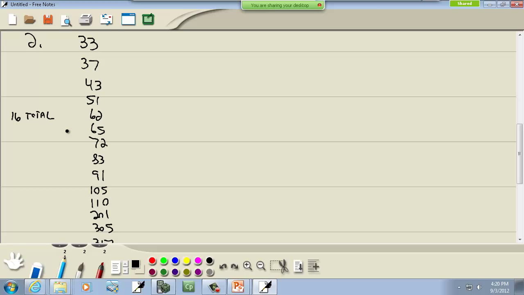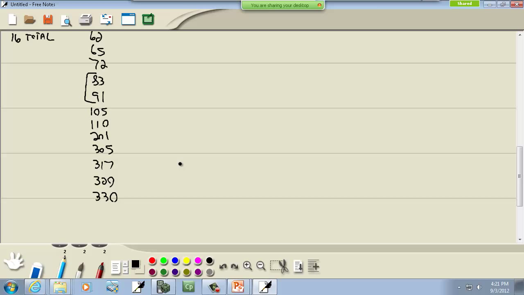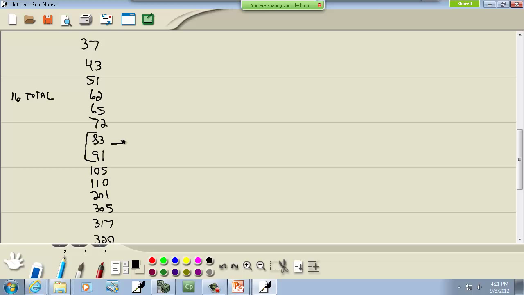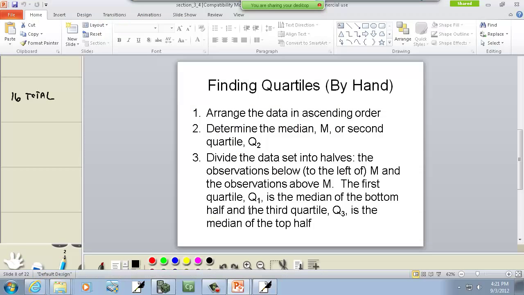So if I take the, let's see, 7 on this side, and there should be 7 on this side. Let me see. 1, 2, 3, 4, 5, 6, 7. Okay. To find our median, we're going to find the average of these. So we'll take 83 plus 91 divided by 2. That gives me 174 over 2. Let me use my calculator so I don't make a math error and have to redo the entire video. 87. Okay, so our Q2 or median is 87. Okay, that's step two.